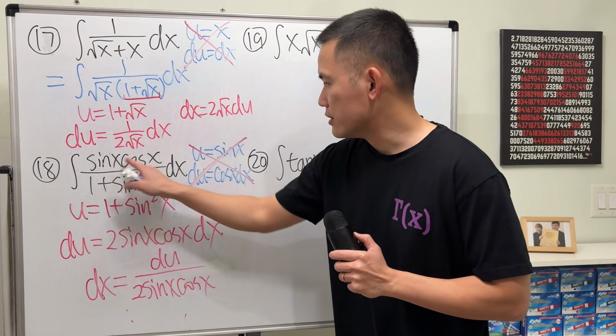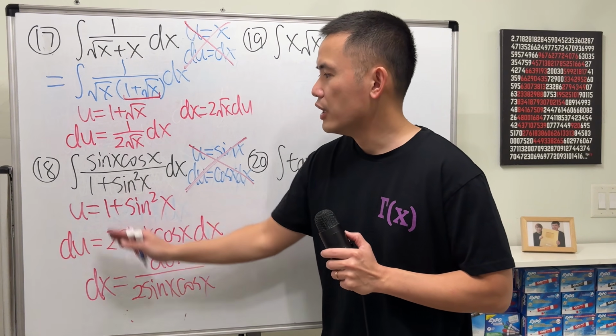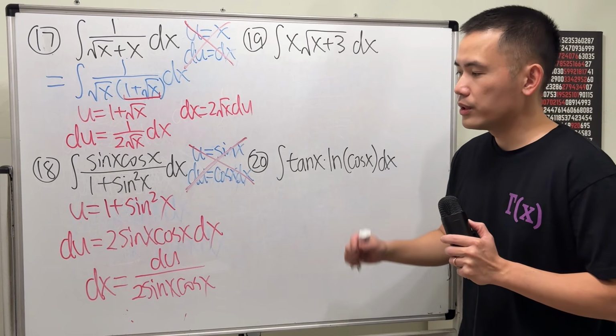Once this and that cancel, you will have a 1/2 factor. You can put it on the outside of the integral, and then you can continue from there.